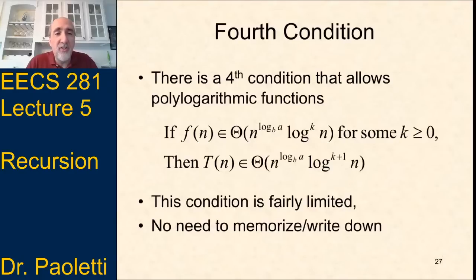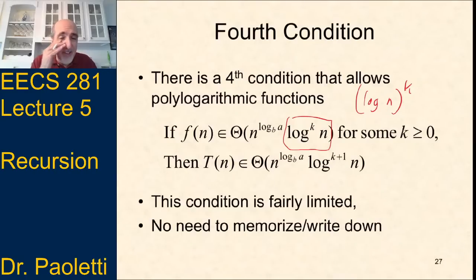Now, that fourth condition that I mentioned. If f of n is an element of, so if the complexity class of f of n is big theta of n to the log base b of a times the log of n, base doesn't matter, log of n to some power k. So this right here, log k of n, is the same as saying log of n to the kth power. It's just easier to edit it this way in our formula. So that part is saying, hey, we've got log of n, I don't care what the base is, but after we got the log of n, we took it to some power.